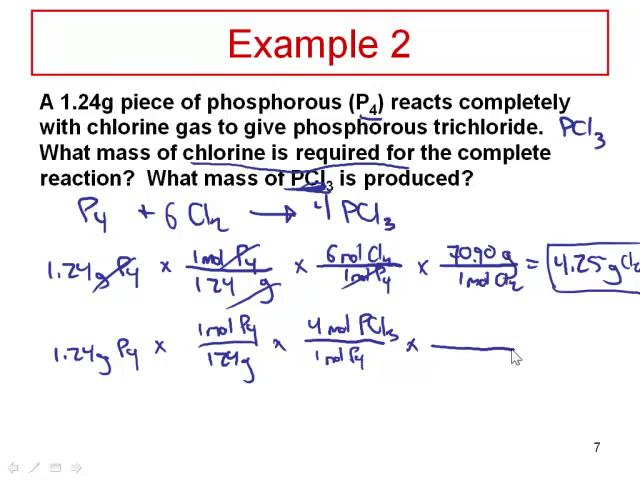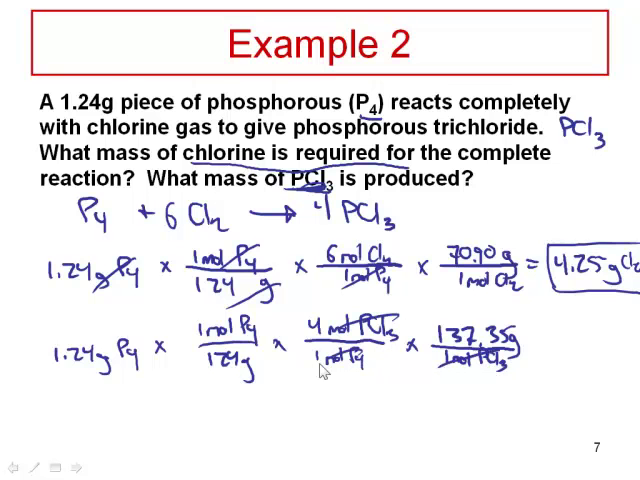Again, now last we're going to multiply by the molar mass. I don't know what that is off the top of my head, so I'm going to have to calculate it, okay? Phosphorus is, if we round, about 31 grams per mole, okay? Each chlorine is like 35.45, so you can take that and multiply by 3, okay? So this is approximately 137.35 grams in every 1 mole of PCl3, okay?